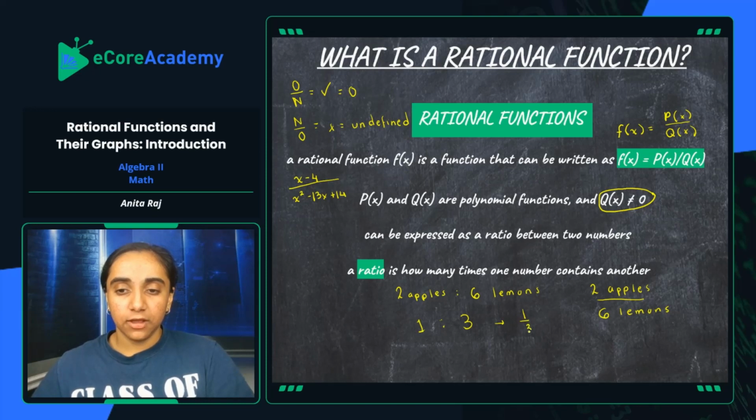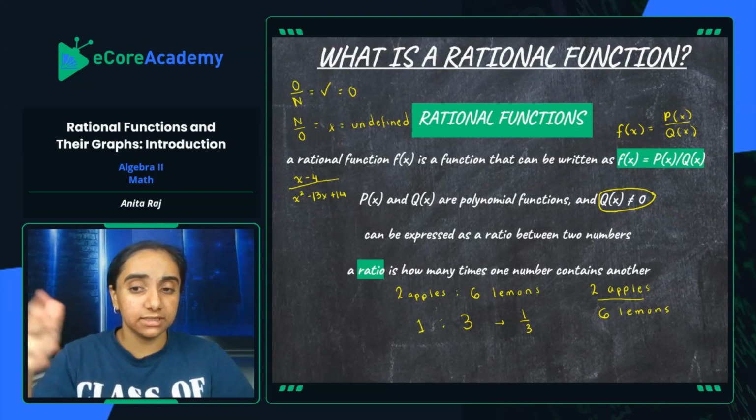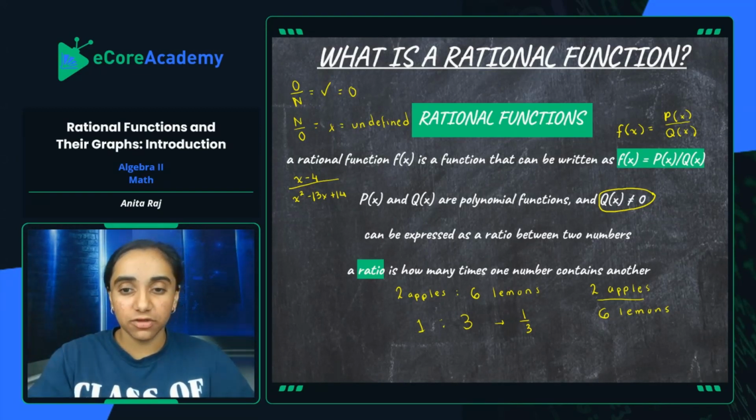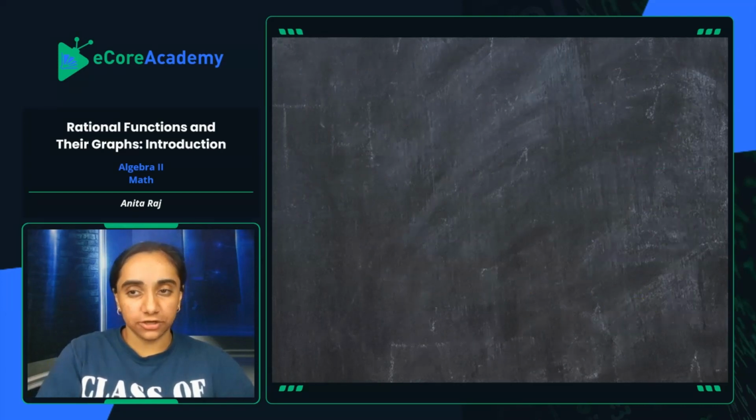In this way, we're saying how many times can 2 go into 6? How many times does one number contain another? Well, 6 contains 2 3 times. We rewrote it as 1 to 3. Similarly, with p of x over q of x, we're trying to determine how many times one of these functions contains the other. It depends on which one is the larger number and which is the smaller. If p of x is the larger, we're trying to determine how many times p of x contains q of x, and if q of x is the larger, how many times q of x contains p of x. So that's the basics of rational functions.